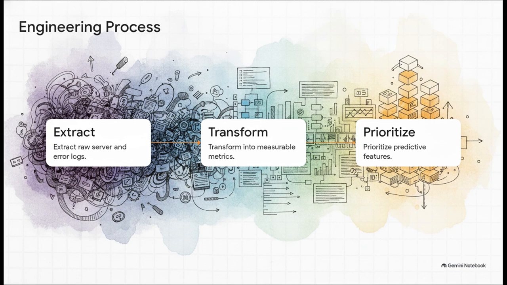Think of it like taking those messy, chaotic, raw server logs and deliberately shaping them into a clean, prioritized format that a mathematical model can actually read. You extract the noisy, unstructured data, then you transform it into structured, measurable metrics, and finally you prioritize those inputs. The end result is a really clean list of predictive features instead of just a random wall of text.